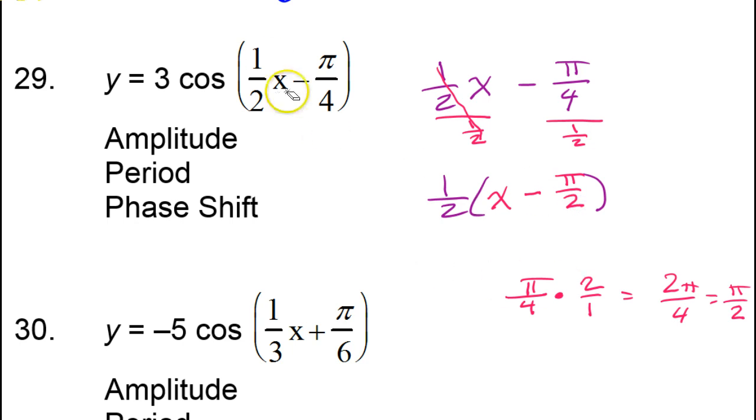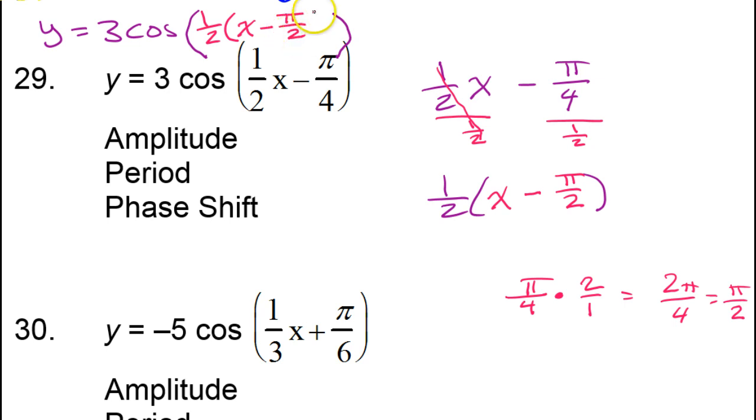Okay, so I'm going to just rewrite this equation using this form. So that means I have y equals 3 cosine. Okay, but now on the inside of here, I'm going to put this. So on the inside of here, I have 1/2 parentheses x minus pi/2. Okay, and this is the form we must use to judge the phase shift.